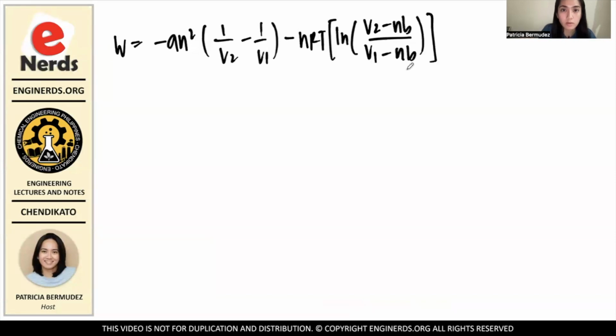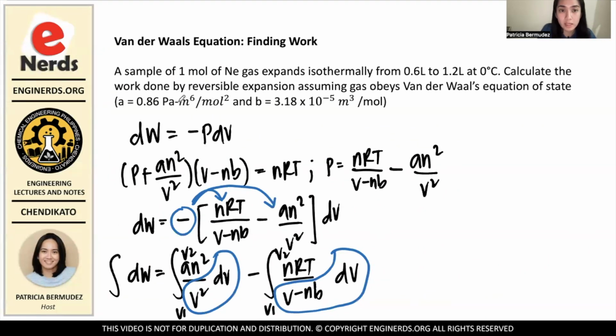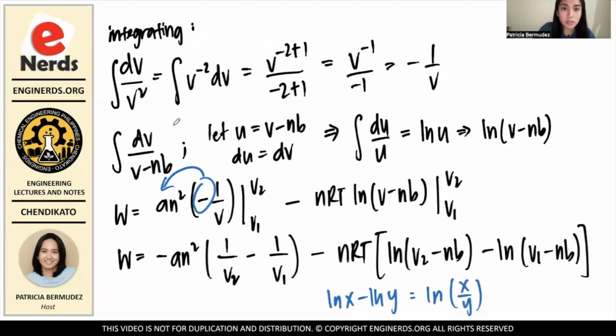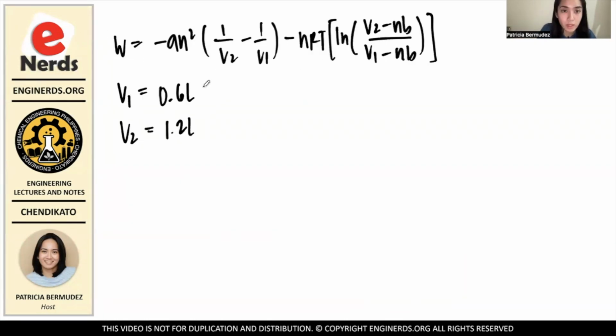Okay? So, now we just have to substitute. What are our values here? Our v1, we know, is 0.6 liters. And then, our v2 is 1.2 liters. But then, the units of A are in terms of meters, and the volume is in terms of meter cube. So, let's transform our liters into meter cube. We know that for every 1 meter cube, there are 1,000 liters. So, this is equal to 0.0006 meter cube. That's our V1.